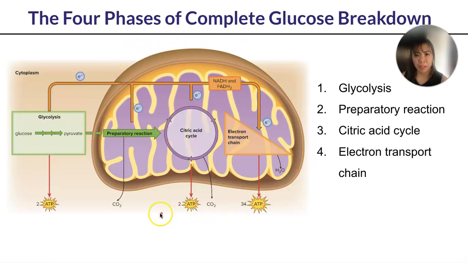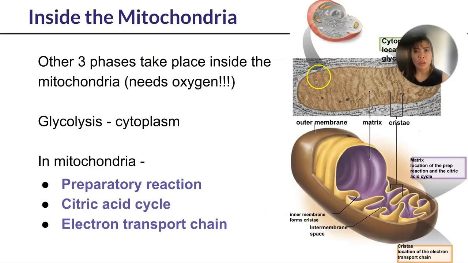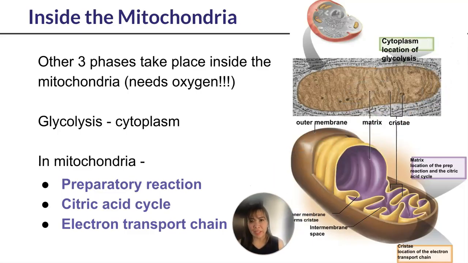So here is our mitochondria right here. We can move into the mitochondria and start to further make energy. Inside the mitochondria itself is where we have three different phases that can take place. Again, if we're moving into the mitochondria, we actually have the presence of oxygen. While glycolysis occurs outside the mitochondria in the cytoplasm, inside the mitochondria the three phases are the preparatory reaction, the citric acid cycle, and the electron transport chain.